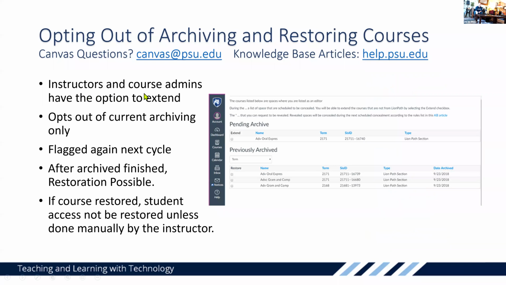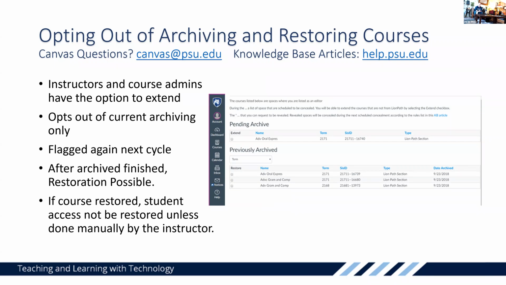As instructors, you have the option to extend the archival, and this will opt you out of the current archiving only. The course you opt out of will be flagged again in the next cycle, meaning that if you opt a Lion Path course out in May, it will be flagged again for archiving the next September. If you opt out in May 2020, it will be flagged again for September 2020.